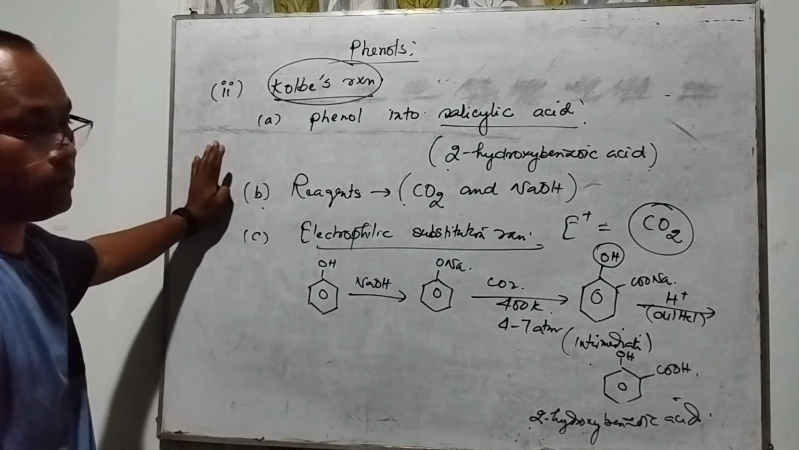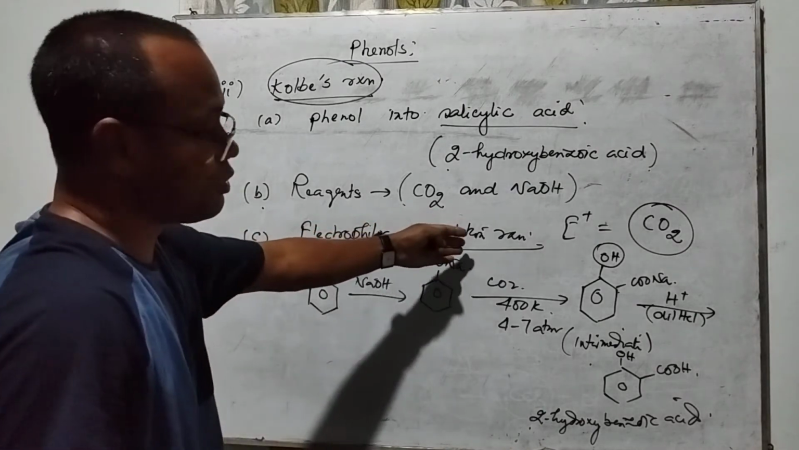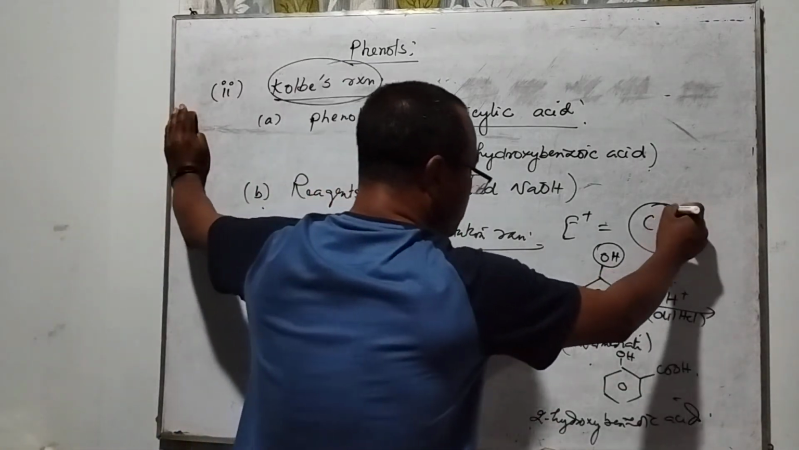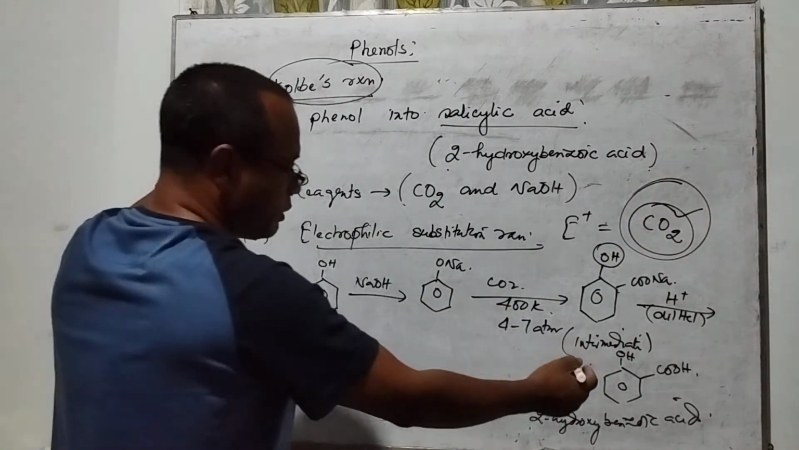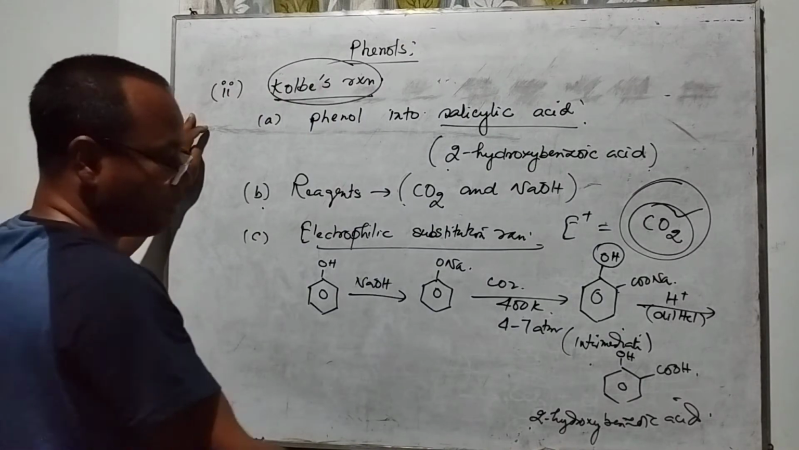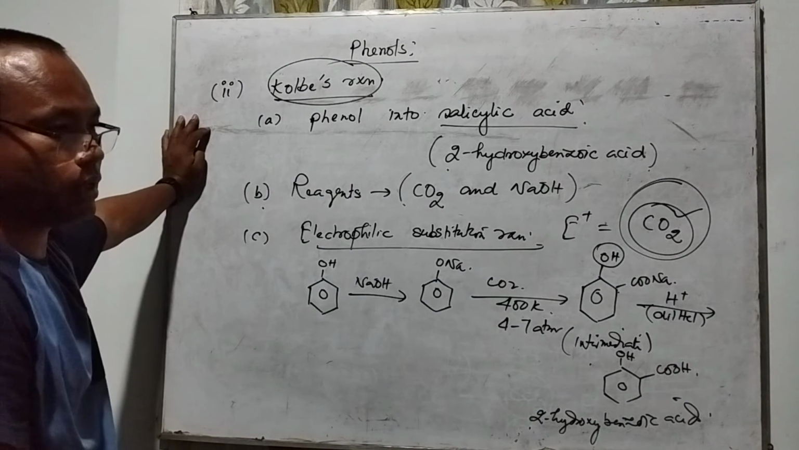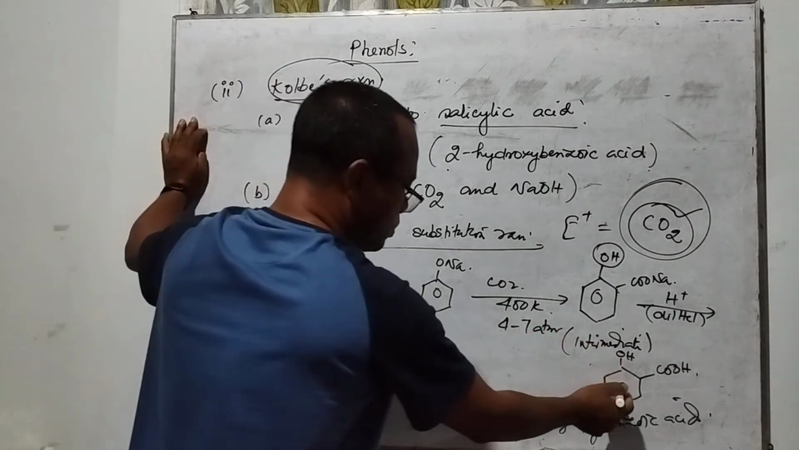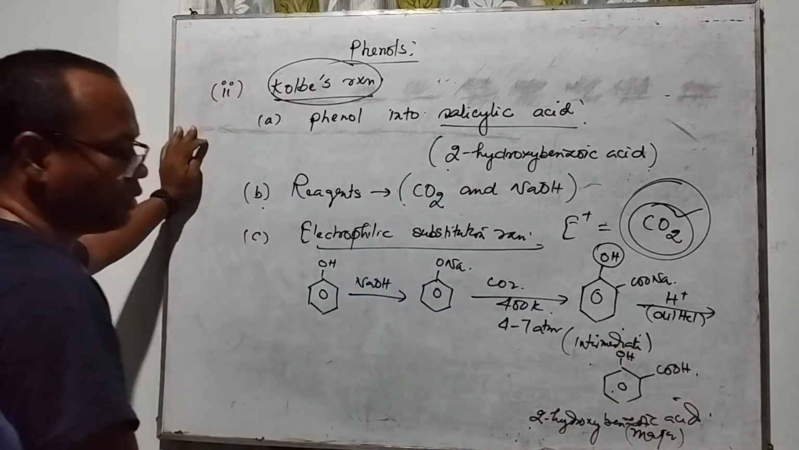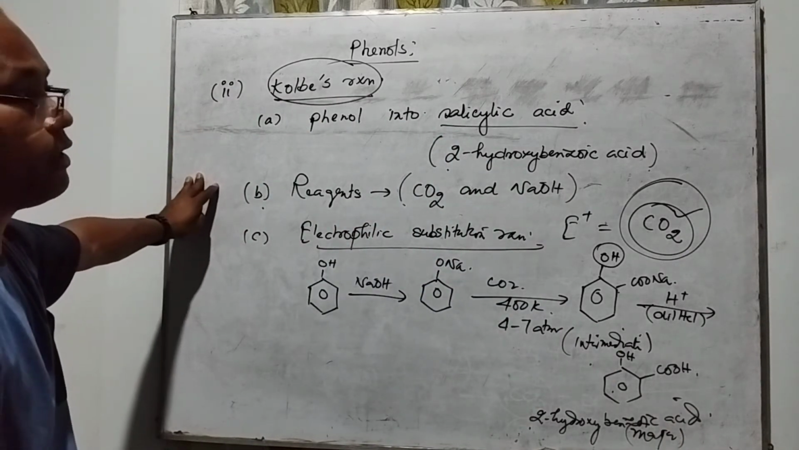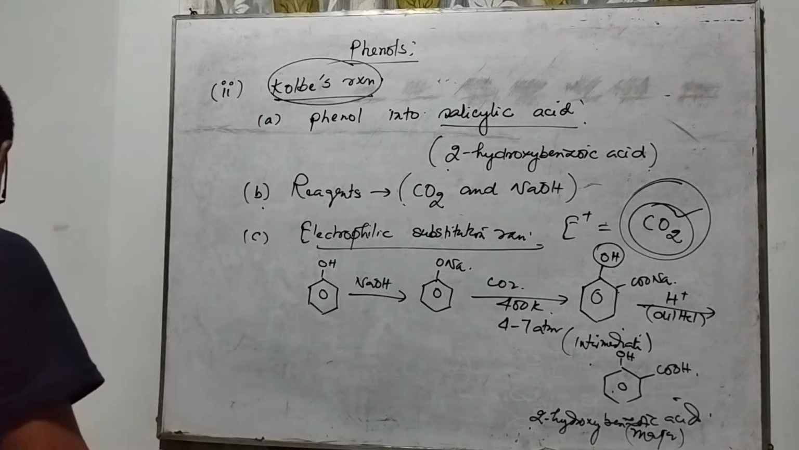We have to maintain the pressure. Now here, what is the type of mechanism followed? That is electrophilic substitution reaction. And what is the electrophile we are using here? Carbon dioxide. So the products formed here, we have two isomers. One is 2-hydroxy benzoic acid, another is 4-hydroxy benzoic acid. This 2-hydroxy benzoic acid is the major product we consider. The second isomer, the 4-hydroxy, is the minor isomer, we don't consider it here. So this is the importance of our Kolbe reaction.